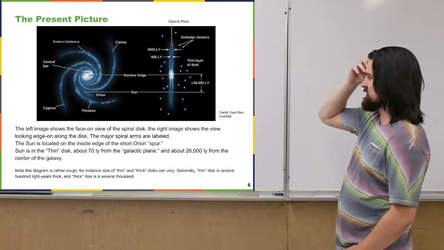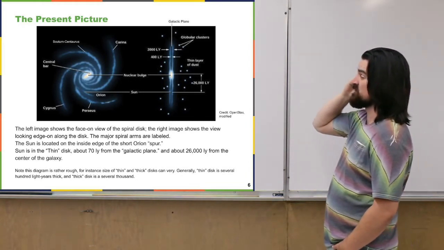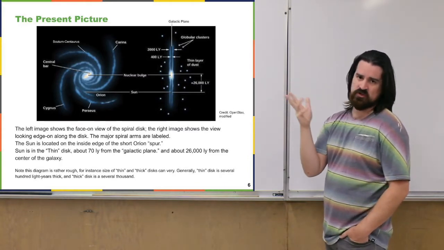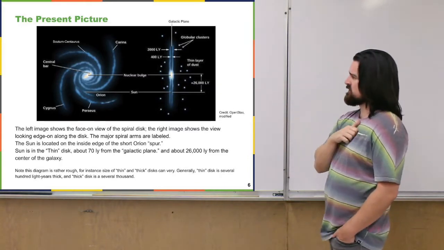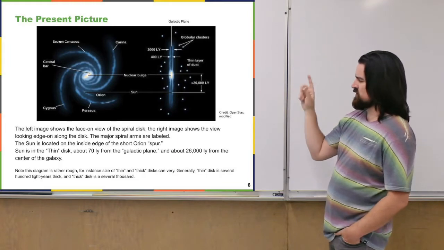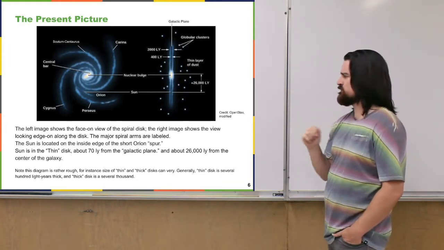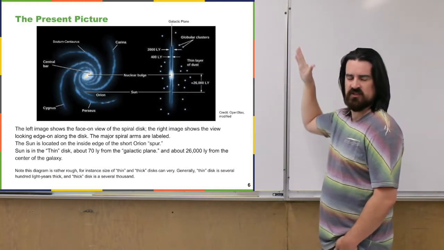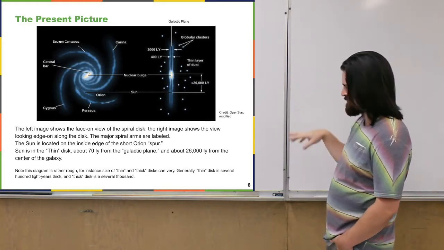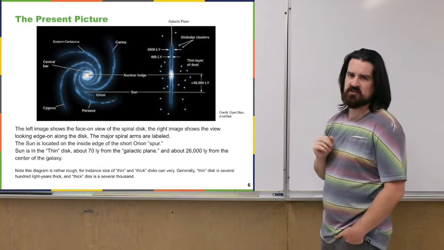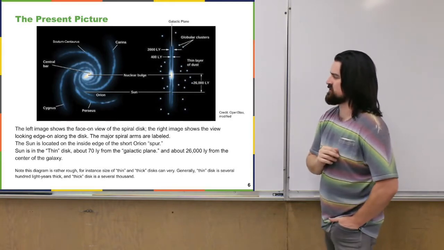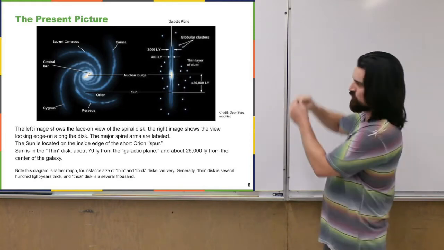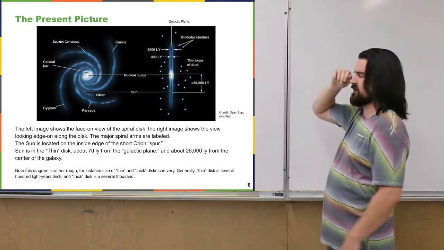So also shown on here is the location of the sun. The sun is in a minor arm of the galaxy, right? Not one of these major ones. We call the minor one spurs. See where the sun is there. It's actually more like halfway between the center and the edge of the galaxy. More specifically, it's about 26,000 light years from the center of the galaxy. And from the center to the edge is about 50,000 light years. The whole way across, about 100,000 light years.